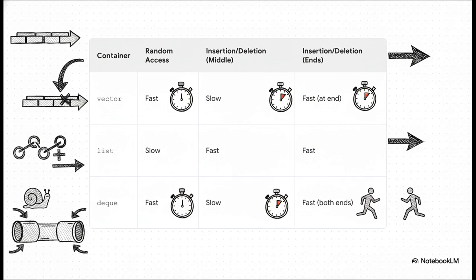Now, a list, that's a doubly linked list, is pretty much the opposite. It's amazing for insertions and deletions anywhere in the collection, but trying to jump to a specific element, that's going to be slow.